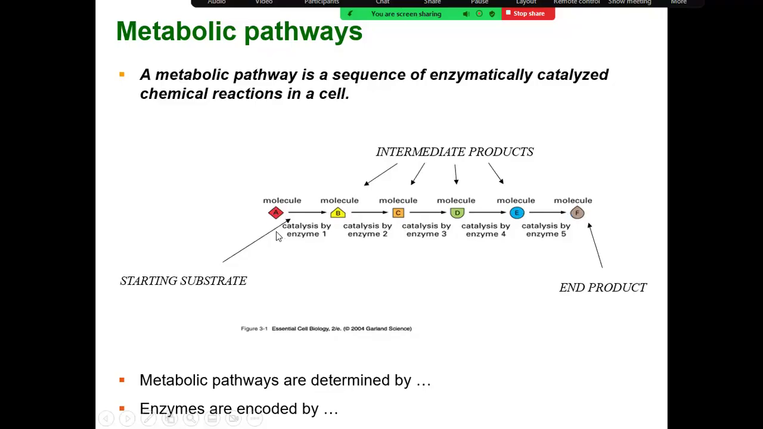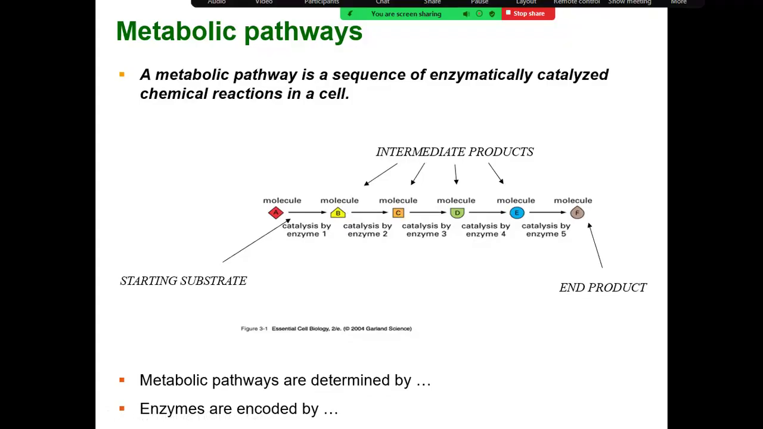Molecule A is the starting substrate, what we're starting this chemical reaction with, and molecule F is the end product of the metabolic pathway. So this is the end product, that's the starting substrate. Everything else are intermediate products, and you can call molecule B an end product of the first chemical reaction, but it is the starting substrate of the second chemical reaction. So these are intermediate products, and they're both an end product of the first chemical reaction and a starting substrate of the next chemical reaction.